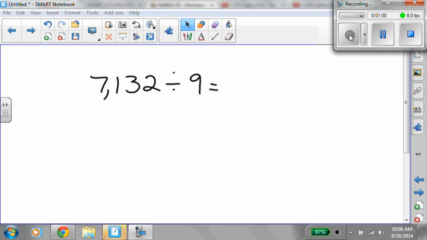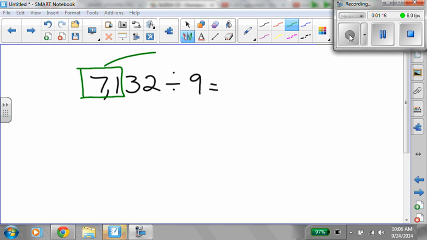Now I have the problem 7,132. Let's pretend they're M&Ms again. 7,132 M&Ms divided by 9. About how many M&Ms will each person get? Again, we're going to look at the first 2 digits. Do we have 71? Can that be divided by 9 evenly? In this case, no. So now we have to find compatible numbers, but you really need to know your multiplication and division facts in order to solve this.